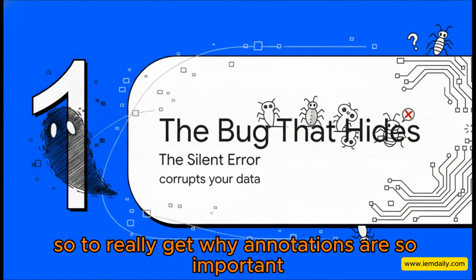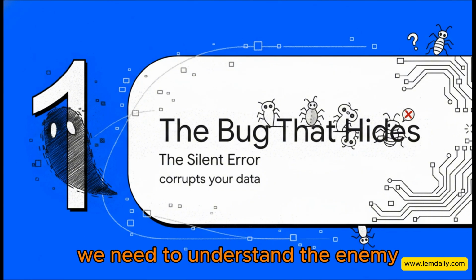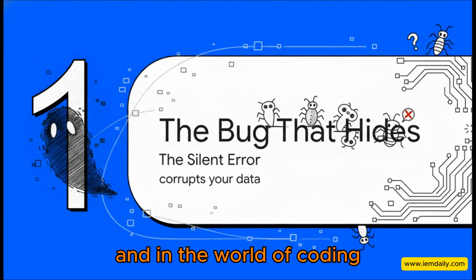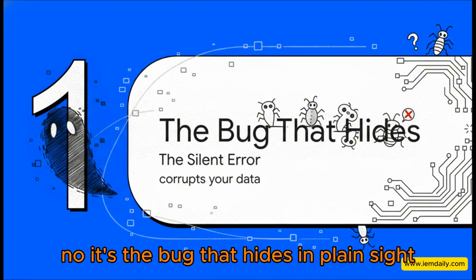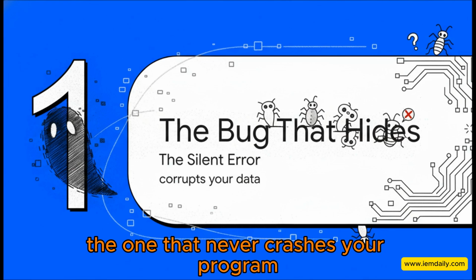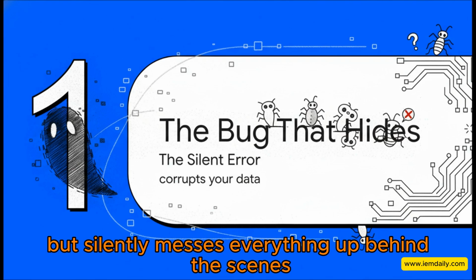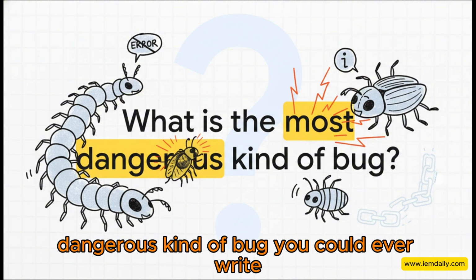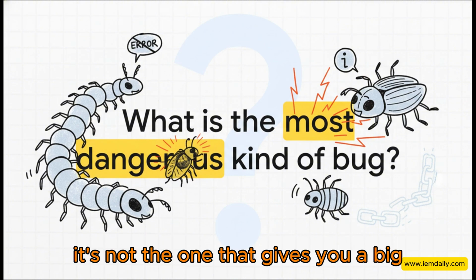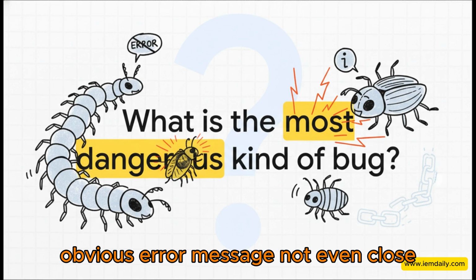So to really get why annotations are so important, we need to understand the enemy. And in the world of coding, the scariest villain isn't the one that makes a lot of noise. No, it's the bug that hides in plain sight, the one that never crashes your program but silently messes everything up behind the scenes. So let me ask you, what do you think is the most dangerous kind of bug you could ever write? It's not the one that gives you a big, obvious error message.